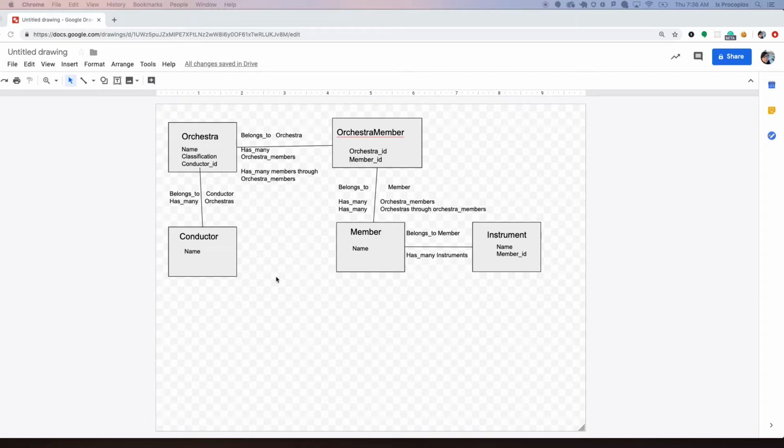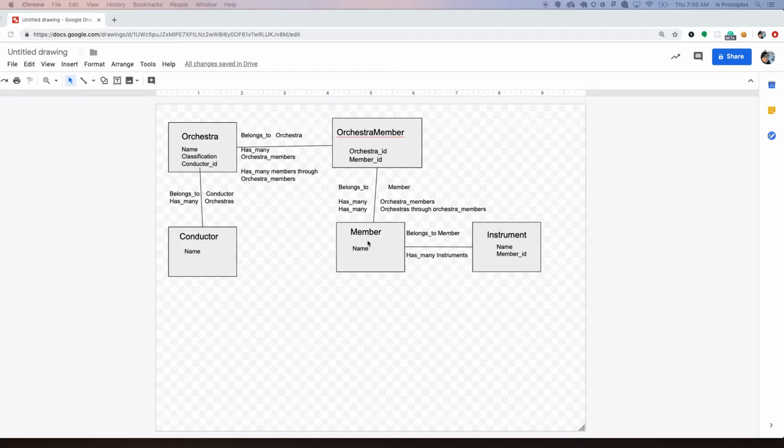So this is where it gets complicated, right? A member can be in many orchestras, and an orchestra obviously has many members. So this is a many-to-many relationship. But knowing that, I know I'm going to need a join table right away, so I made this orchestra members join table. So the question is then, where do I put my foreign key? Should I put my foreign key on my orchestras, or should I put it on my members?